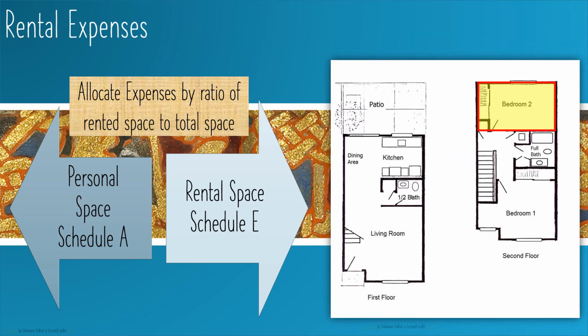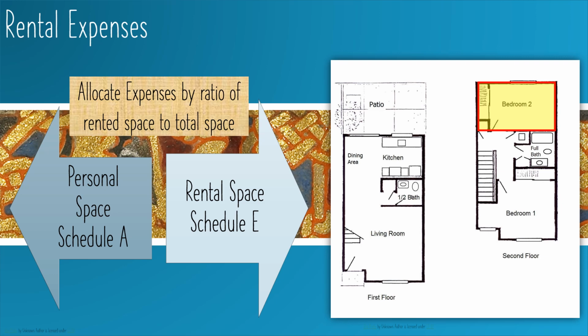Another way to allocate rental expenses would be the ratio of rental square footage to the total home square footage. This occurs in the case where you have a taxpayer who is just renting out one room of their home. Whatever expenses are allocated to the personal use of that space, if they are deductible on the return as itemized deductions, would go to Schedule A.